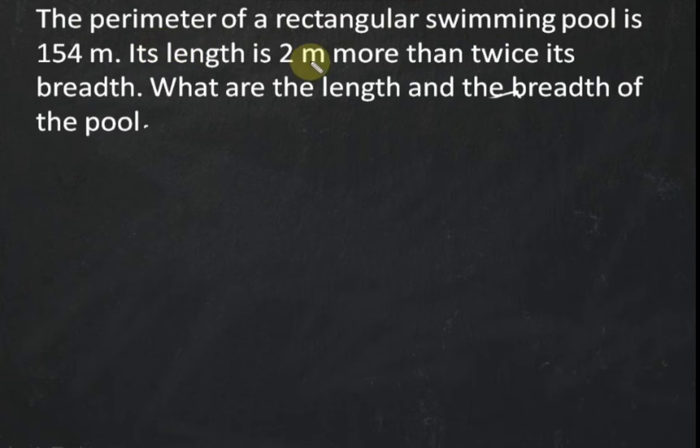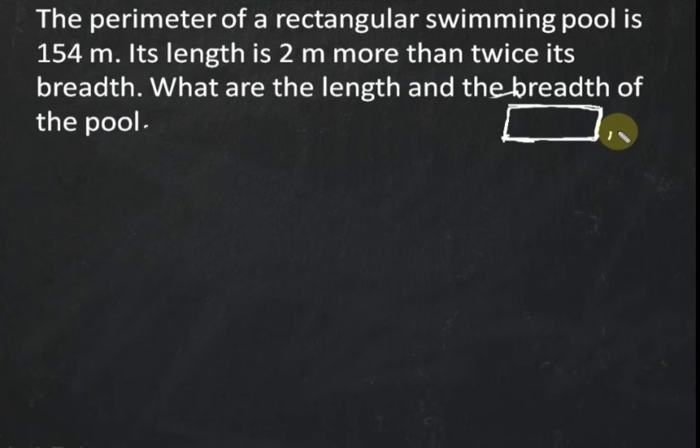Question: the perimeter of a rectangular swimming pool is 154 meter. Its length is 2 meter more than twice its breadth. What are the length and breadth of the pool? So always start by drawing a small diagram. This way the question becomes more clear.